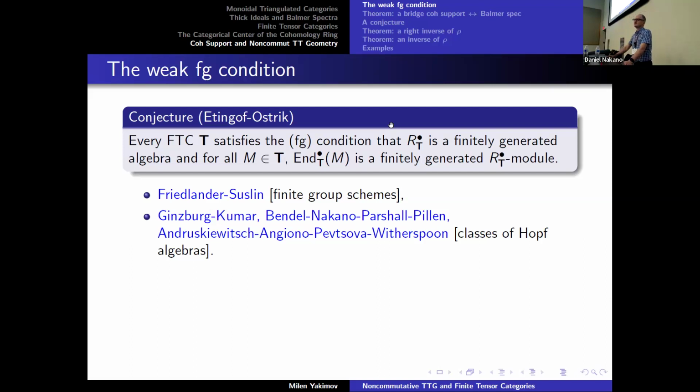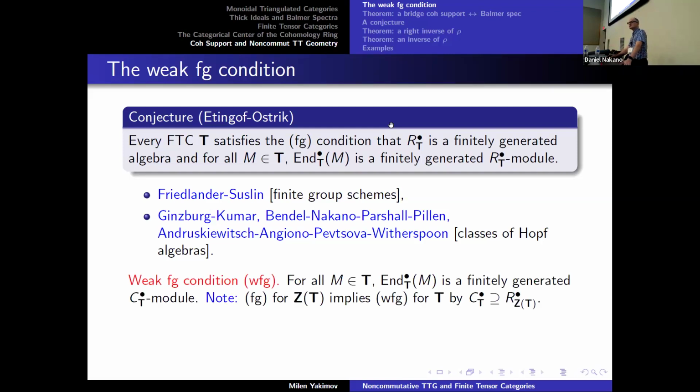Even more for finite tensor categories. So there are some hopes, and it's still very open even in the braided case. So just take a braided finite dimensional Hopf algebra, still completely open whether the corresponding cohomology ring is finitely generated. And now I want to introduce a notion of weak finite generation, and that's going to enter in our theorems. Weak finite generation says that if you look at the extended endomorphism ring of an object, it has to be finitely generated over the categorical center.